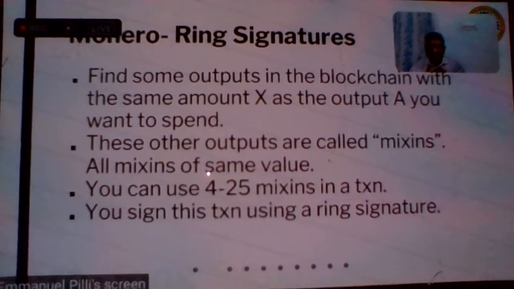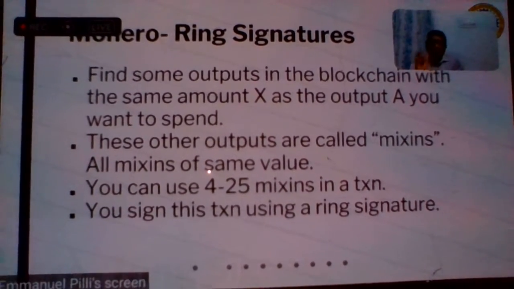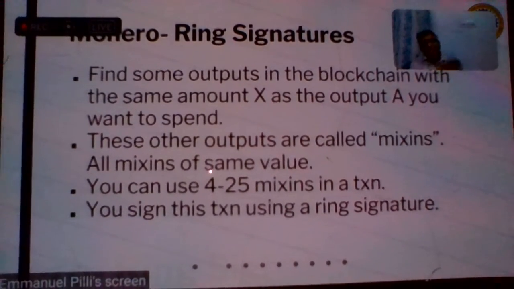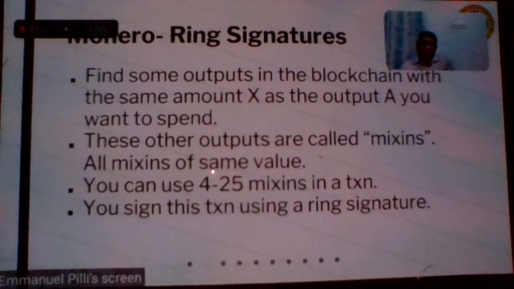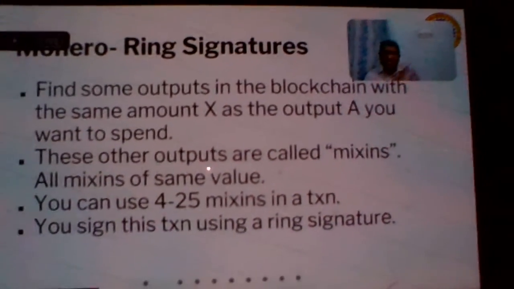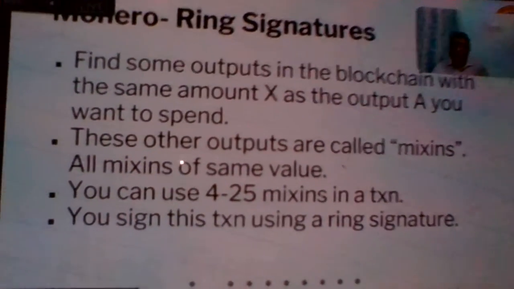You have your transaction, which is the valid transaction. Maybe you want to transfer, let us say, 2 bitcoins. All transactions which have 2 bitcoins, you copy from somewhere else, previous transactions, and copy them together. All mix-ins have the same value. You can add 4 to 25 mix-ins, and then you sign it using a ring signature.